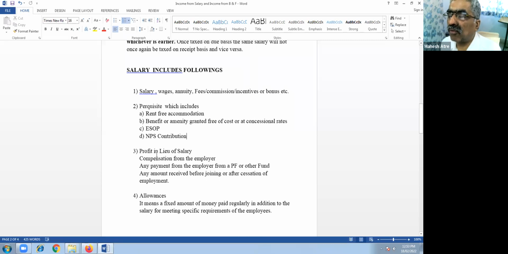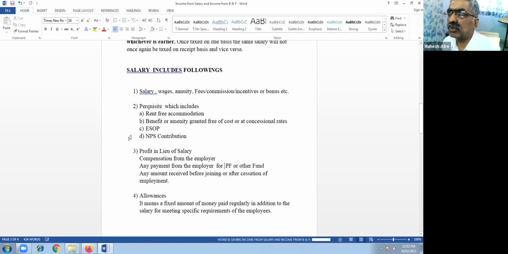So next is profit in lieu of salary. Perquisite chhod ke abhi bhi aur ek hai, profit in lieu of salary. That is the compensation from the employer. Another is any payment from the employer for a PF, public provident fund or other fund. Next one is any amount received before joining or after cessation of employment.